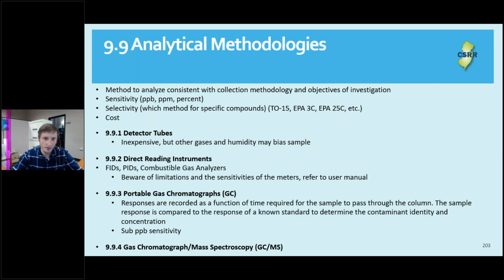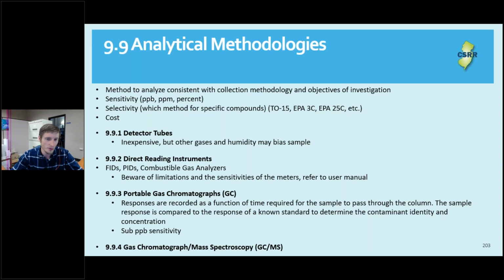So, analytical methodologies: you need to make sure that the method to analyze is consistent with the collection methodology and the objectives of the investigation. So sensitivity: are we talking parts per billion, parts per million, percentages? And then the selectivity: which method for what specific compounds? So, TO-15 and 17 for volatiles, EPA 3C for landfill gases like methane, nitrogen, oxygen, and carbon dioxide, EPA 25C for non-methane organic compounds. And then obviously cost is very important. Analytical work costs a lot of money.